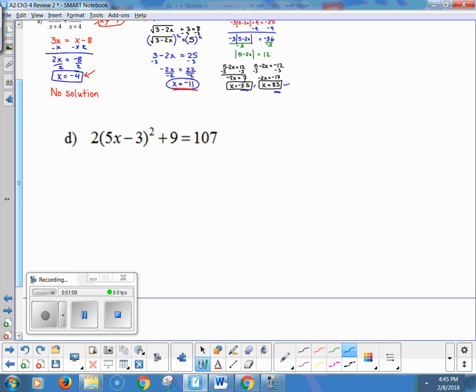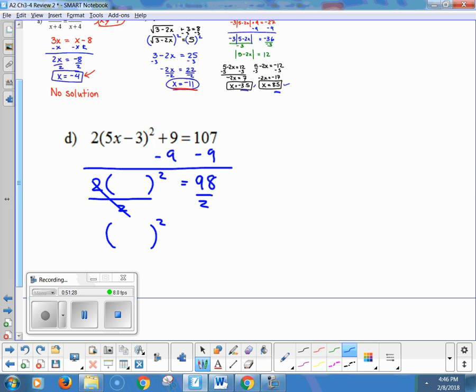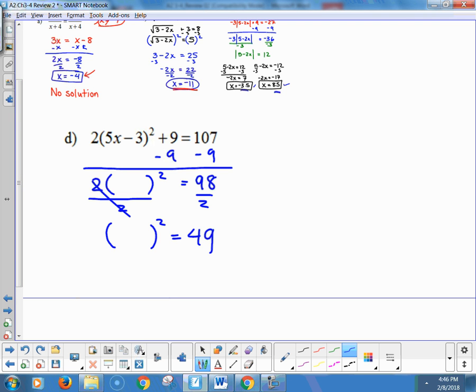Okay, well, probably we'd subtract 9 from each side. 107 minus 9 is 98. Equals 2 times some stuff squared. I would next divide by 2, and get some stuff squared equals 49. Okay, that stuff happens to be 5x minus 3.